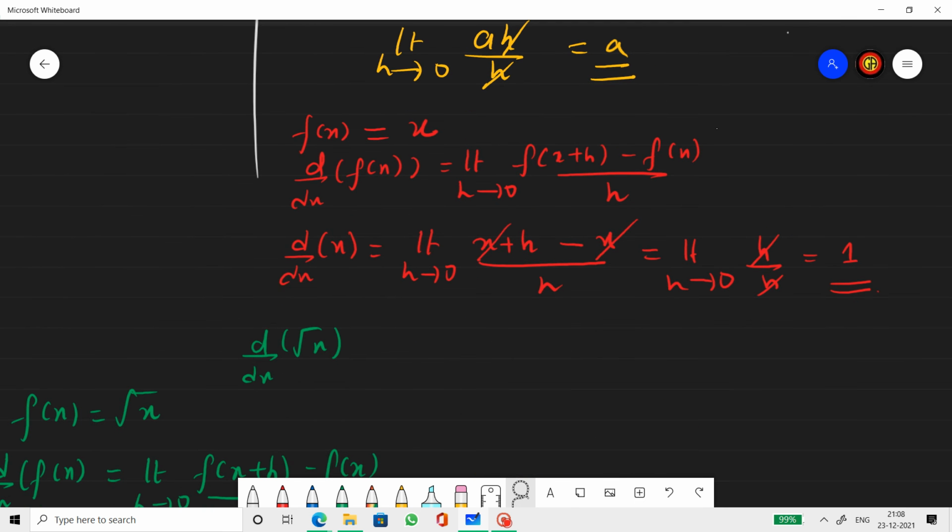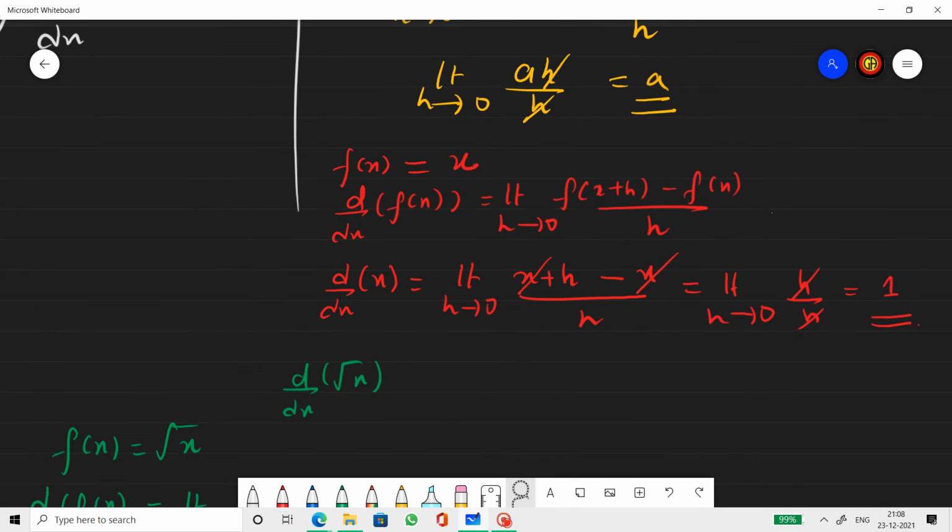Next, differentiation of x. f of x is x here. So using the formula, we get f of x plus h is x plus h minus x. Plus x and minus x get cancelled. We have h by h. h by h is 1. Therefore, there is no place to apply the h limit, but still the answer is 1. So when you directly differentiate x, what do you get? You get 1 only, no? So we get the same answer by using the limit method.